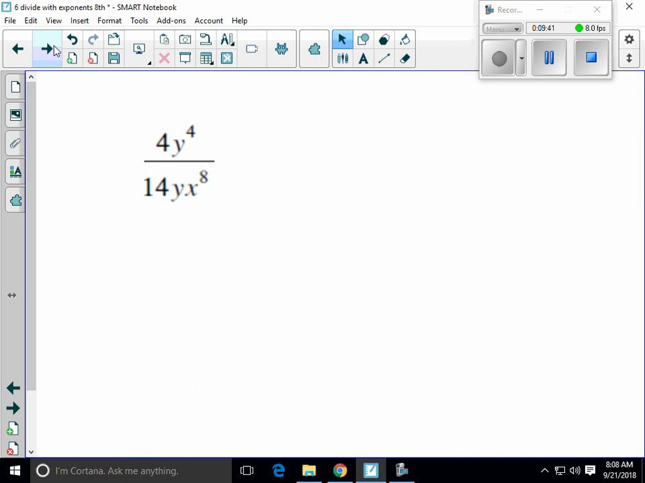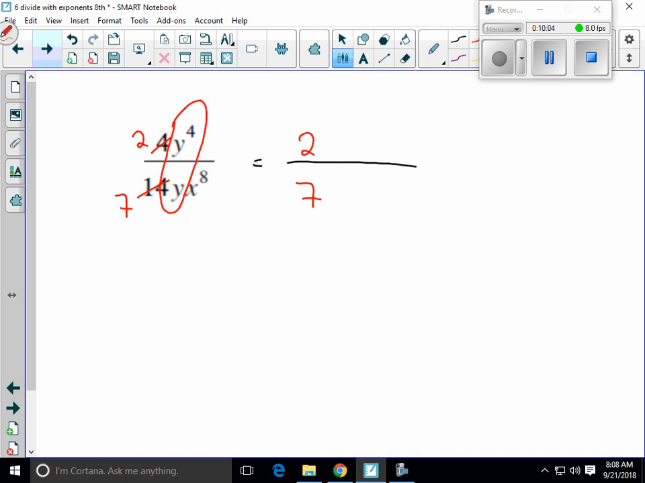Okay, I think we have 3 more even problems left to look at. Okay, so for the numbers, 4 and 14, I can reduce that. 2 goes into 4 twice. 2 goes into 14 7 times, so 2 sevenths. For the y's, I have y to the fourth divided by y to the first, and more y's in my numerator, and then 4 minus 1 is 3. The x's, I don't have any x terms in the numerator to simplify it, so I'm going to leave the x alone as it is, x to the 8th in my denominator.